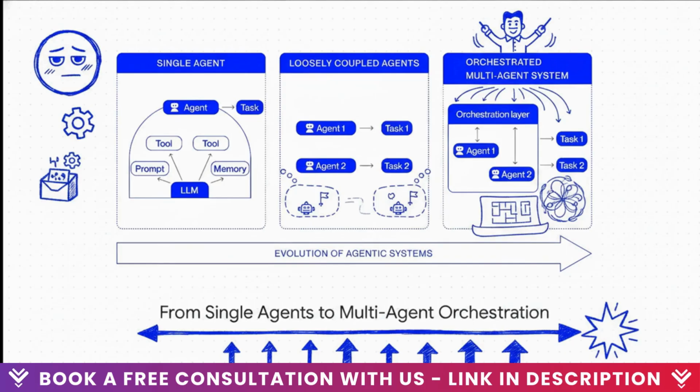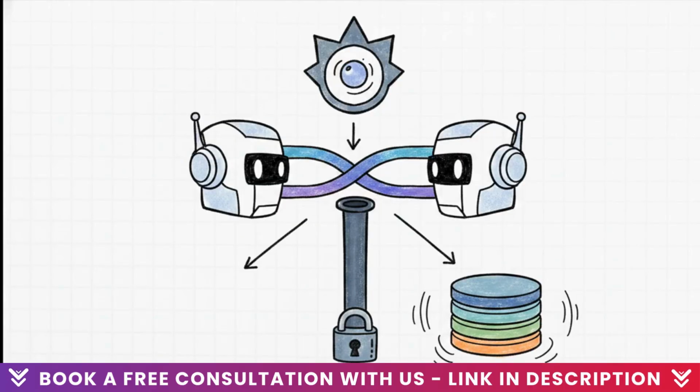The real gold standard for enterprise building is the orchestrated multi-agent system. Here, specialized agents execute defined tasks under a unified coordination layer. That layer acts like a manager, determining the execution order, managing dependencies, and making sure everyone's outputs align. But for that orchestration manager to actually work, the agents have to speak the exact same language. This orchestration relies heavily on standardized communication protocols.